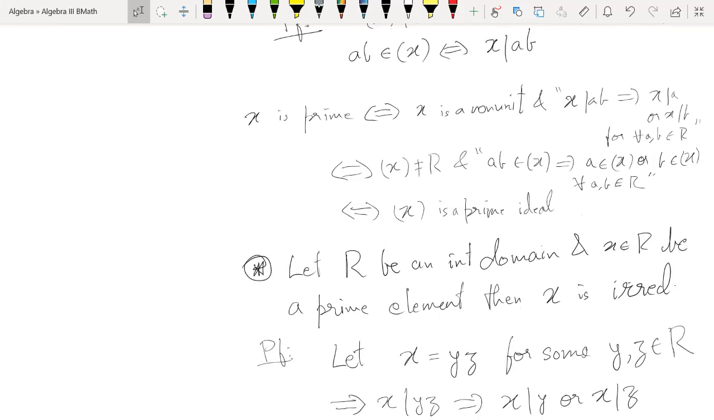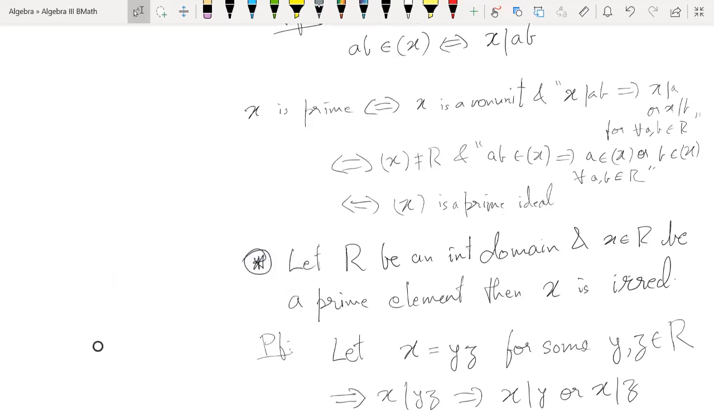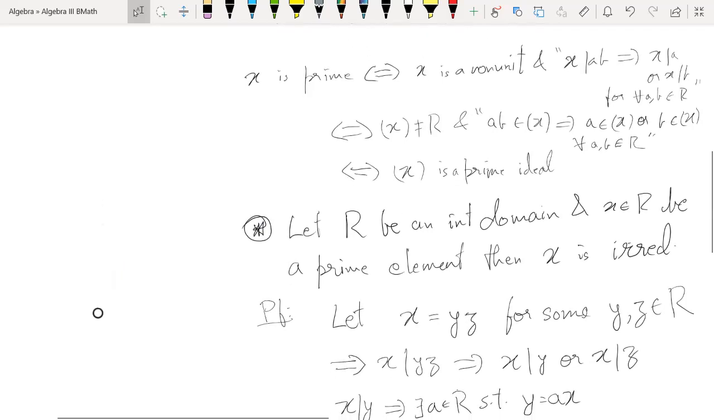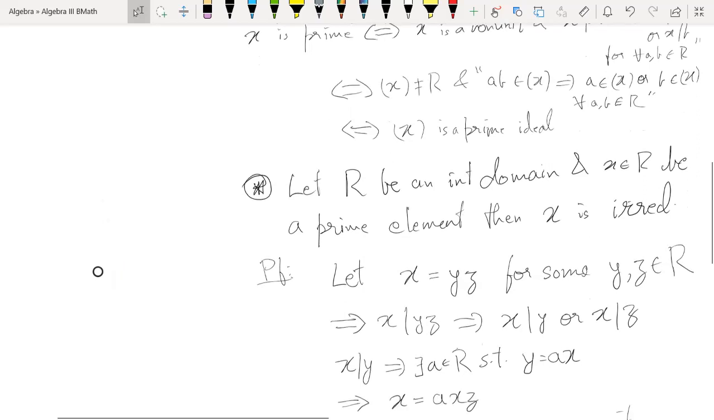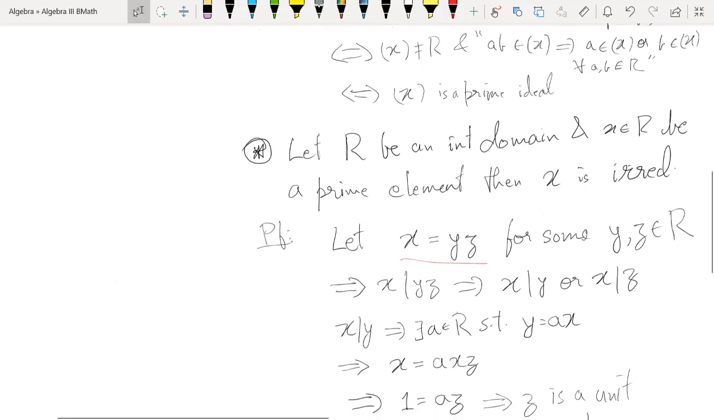So suppose we decompose it like this, Y times Z. We want to show either Y is a unit or Z is a unit. So we get that X divides Y or X divides Z. What does that mean? X divides Y means we can write Y as X times something. So if X divides Y, then there exists A in R such that Y is A times X, and in that case we again use this identity back again. So we use this identity to say X is equal to A times X times Z. Replace Y by A times X. And then remember X is non-zero, and we are in an integral domain, so we can cancel it out.